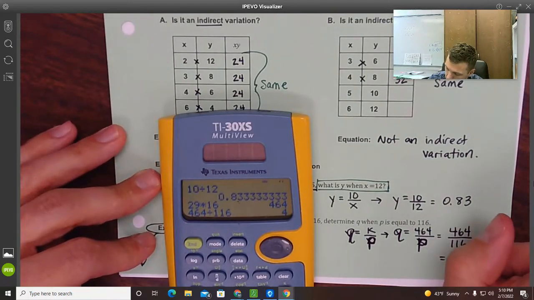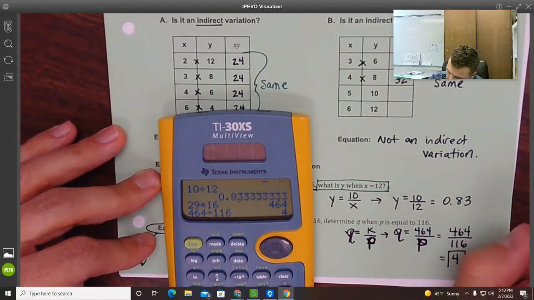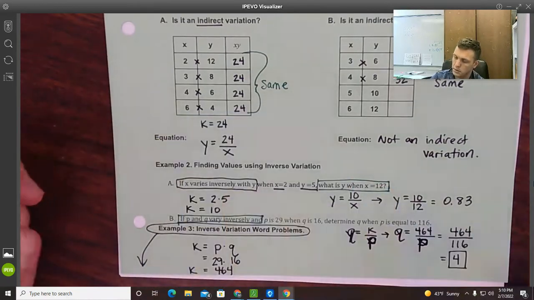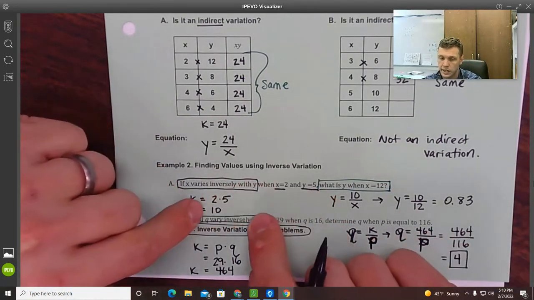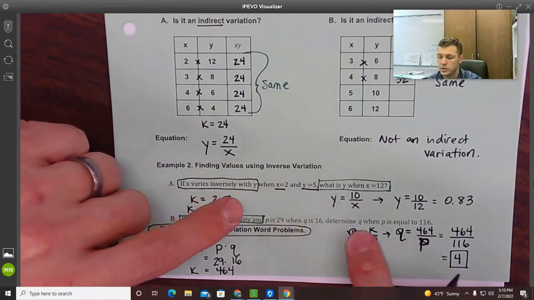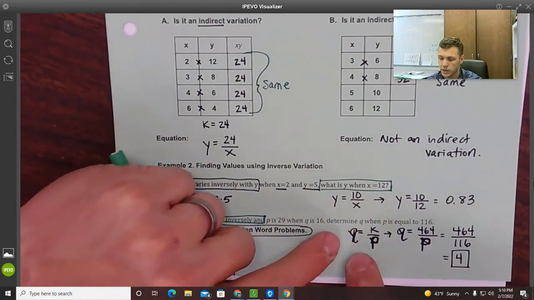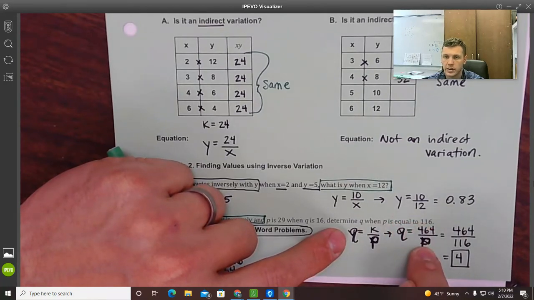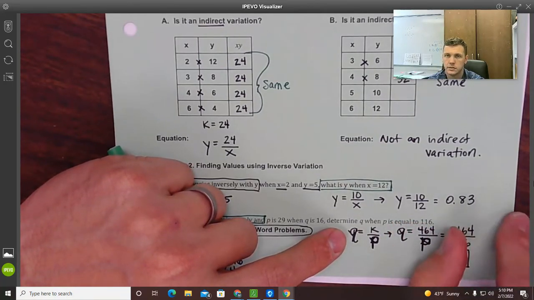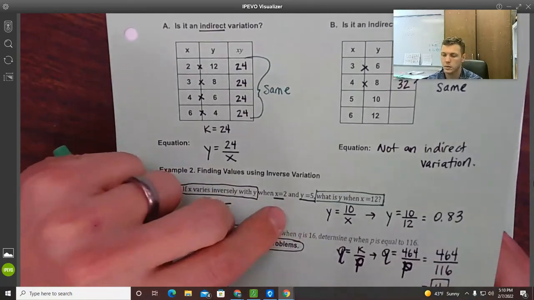And we get 4. Okay. So first thing that you're going to do is multiply your two values. Then you're going to set up your equation with x and y or p and q. And then you're going to substitute that other number in to find your answer.